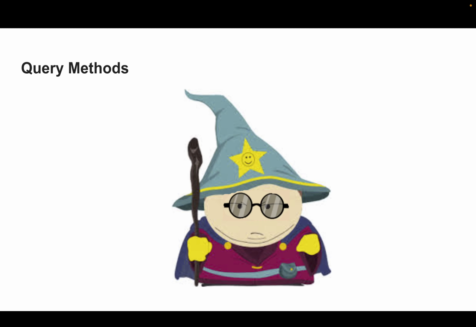The next key feature is called query methods. And this John definitely looks like a magician, like a wizard. And this is because another well-known name for these methods is magic methods.